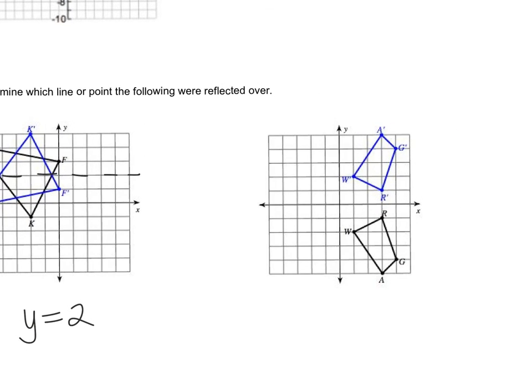Okay. In our last example, similarly, we have our quadrilateral, and each point is the same distance from the x-axis. If I were to draw all of my lines connecting my vertices, they would all be the same distance from the x-axis. So in this case, the reflection is the x-axis, which is the line y equals 0.